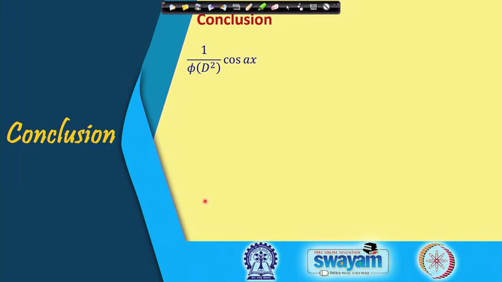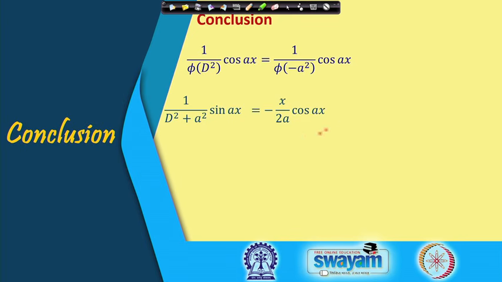Coming to the conclusion now. So, we have learned several direct formulas. One was 1 over this phi(D square) cos ax, where the rule says that D square will be replaced by minus a square, and this 1 over D square plus a square sin ax, when we cannot do that because replacing D square by minus a square makes it 0. The formula was that this result is minus x over 2a cos ax. Same thing we have for the cos ax, and in this case this will be x over 2a sin ax.